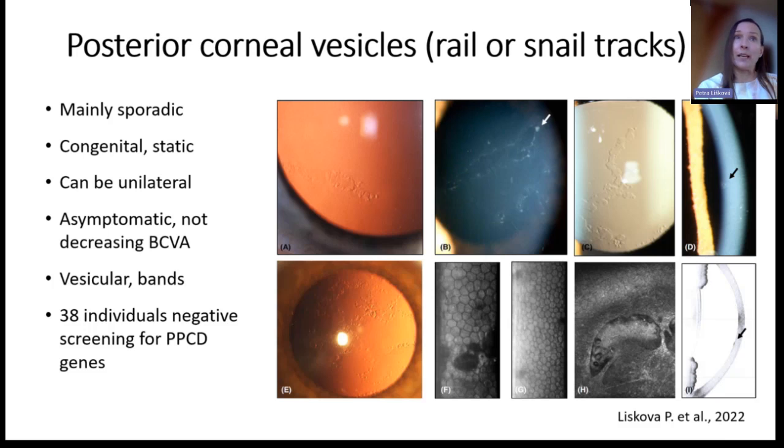There may be also bands, not only vesicles. And we've actually made this observation in 38 individuals, which we all screened for known causes of PPCD, and we did not identify any mutations. So it's a question whether this is a disease that is genetic at all, or whether the genetic causes of posterior corneal vesicles are different. So I guess we will continue screening them, and hopefully we will be able to give some answers.